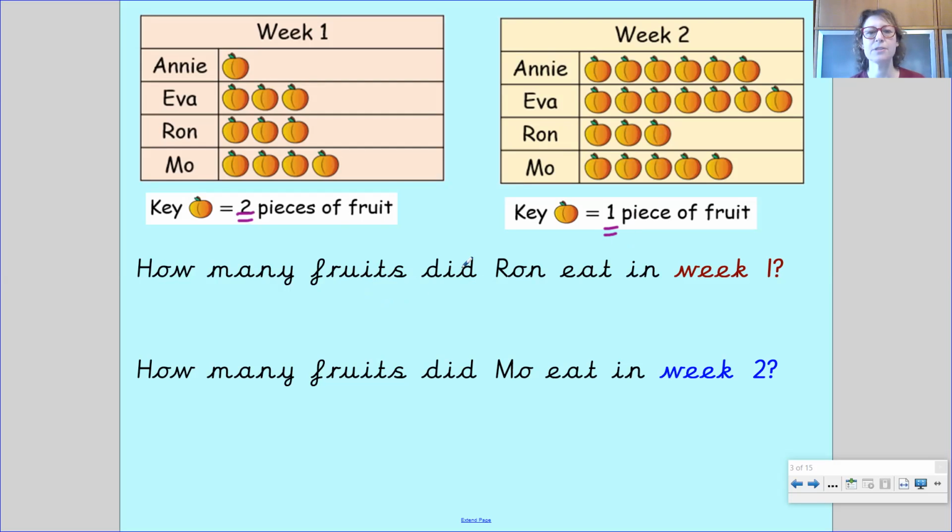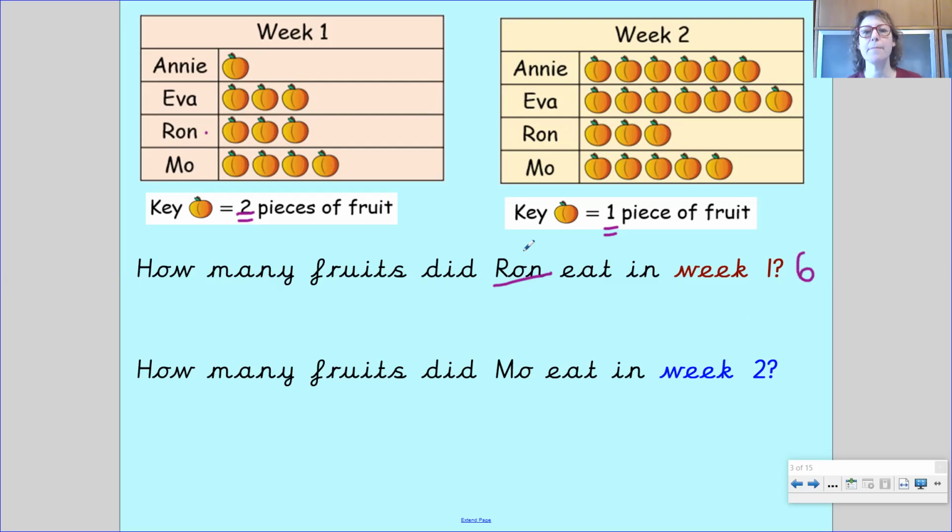So how many fruits did Ron eat in week 1? So here's week 1, here are his fruits, and we're counting in twos. 2. Oh, sorry, I got that one wrong, didn't I? Right, how many fruits did Ron eat? Right, here's Ron in week 1. 2, 4, 6. He had 6.